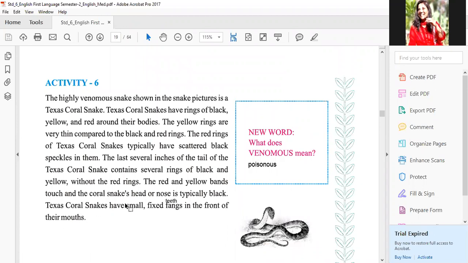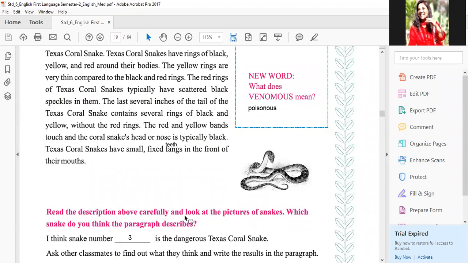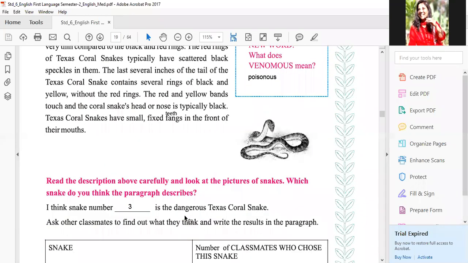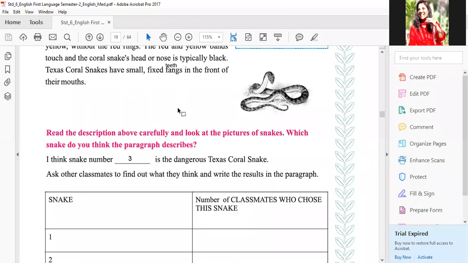Texas coral snake have small fixed fangs. Fangs का मतलब क्या होता है? Teeth. ठीक है? In front of their mouth. Right? This is the description of Texas coral snakes. Which is a new word? Venomous मतलब poisonous. ठीक है? Fangs का मतलब क्या होता है? Teeth. Okay. So this was a description of Texas coral snake.